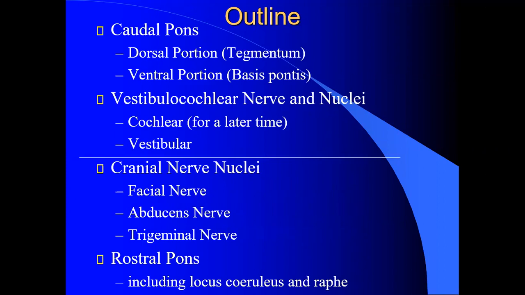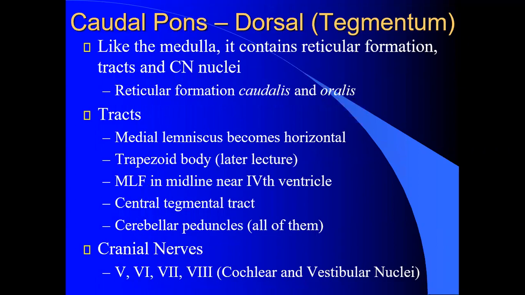The line separates us. Today, we're going to talk about the caudal pons and the vestibulocochlear nerve and its nuclei. And then in the next hour, which will be next week, we will talk about the cranial nerve nuclei in the rostral pons, as well as the rostral pons itself. So to begin, we are now in the caudal pons. We just, of course, left the medulla last week.